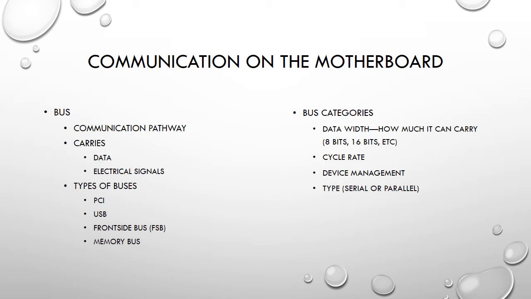That means do the bits go one at a time? That's serial. So is it just boom, boom, boom, boom, one right after the other? Or is it parallel? If it's parallel and it's an 8-bit parallel, then it takes 8 lines, and they go together shoulder by shoulder. Imagine 8 people standing in a line shoulder to shoulder, walking down the line.